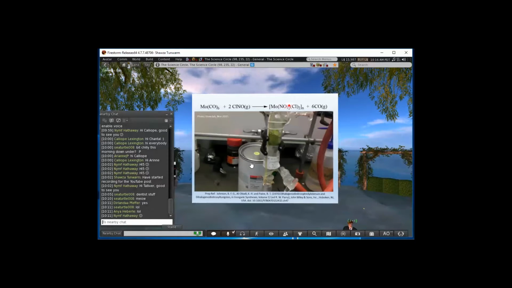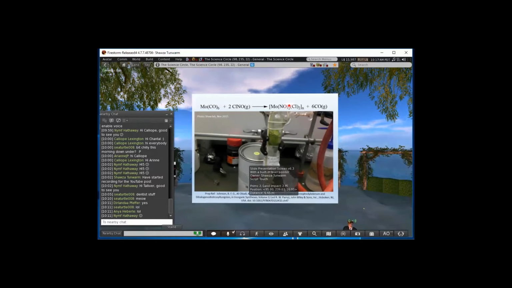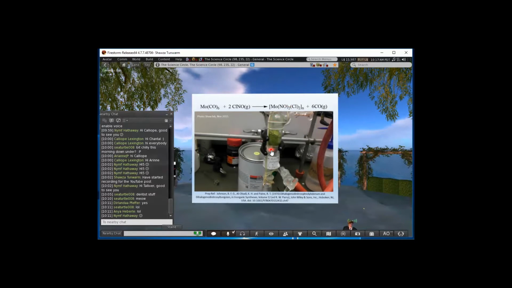So we made some of this, and it's an air-sensitive solid. It sadly decomposes. It doesn't catch fire. It's not pyrophoric or anything, but it sadly decomposes in the presence of air and moisture. It turns into first a green goo and then a brown goo. So that's why I'm showing it to you in the filter that we use.